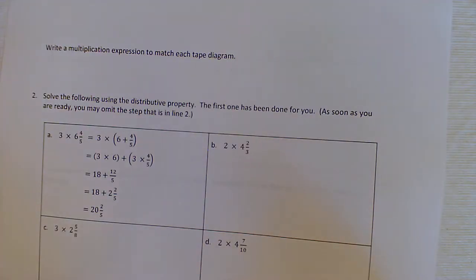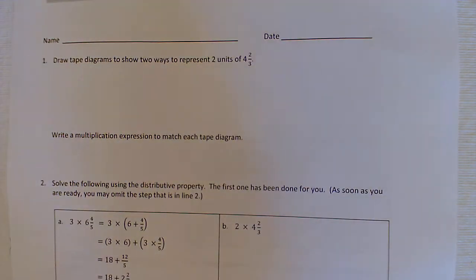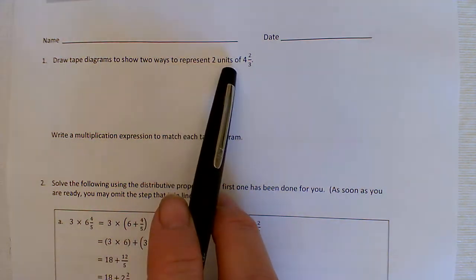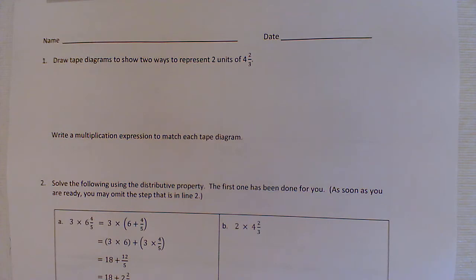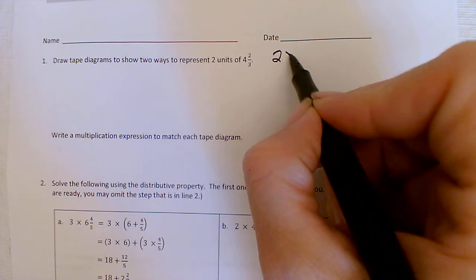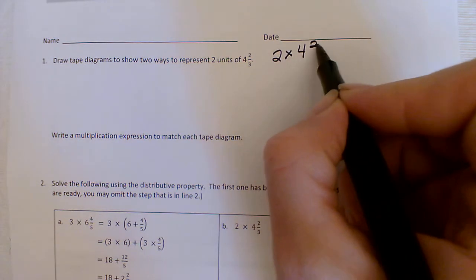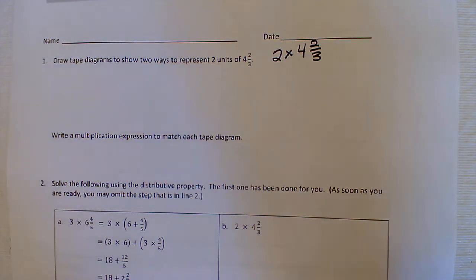All right, so let's take a look at this one. For the first problem, it says draw tape diagrams to show 2 ways to represent 2 units of 4 2/3. So when they're saying that we're representing 2 units of 4 2/3, what they're really saying is 2 times 4 2/3. They're saying 4 2/3 2 times. So let's go ahead and draw that.